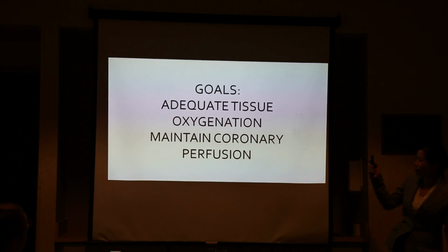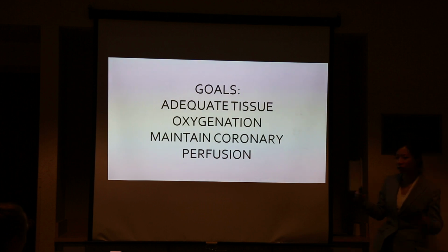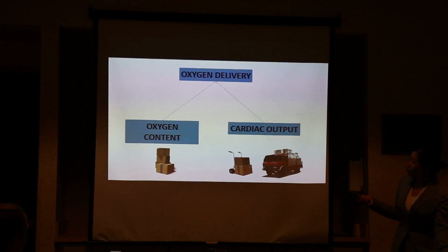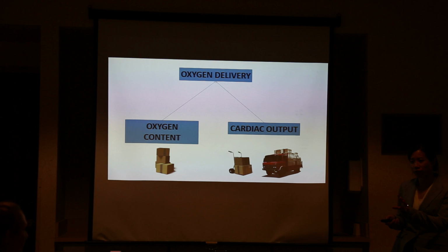Particularly for CABG, you want to maintain adequate tissue oxygenation. That's for all heart cases. You want to make sure that we maintain our coronary perfusion. The whole purpose of the heart is to deliver oxygen to the rest of the body. And there's two components of that. One is, do you have the oxygen to deliver, and do you have a good enough delivery system?